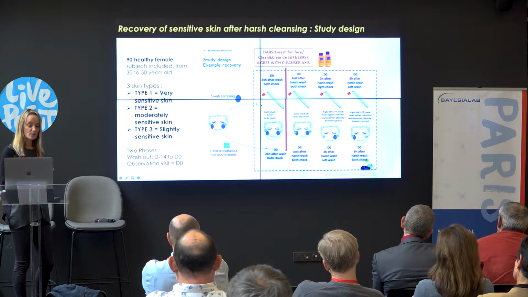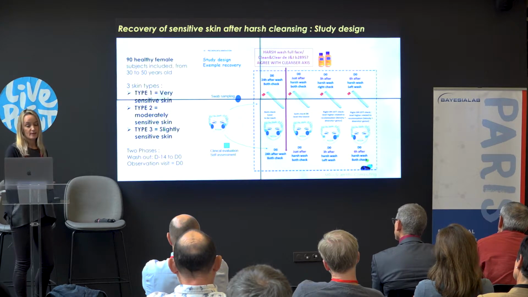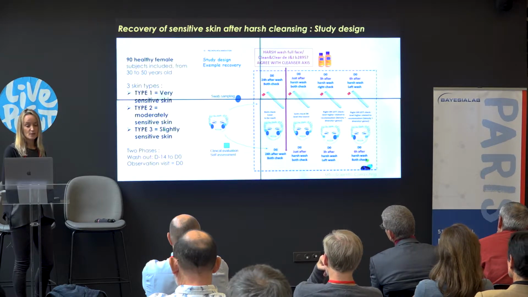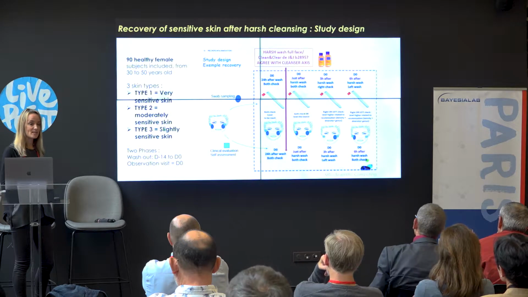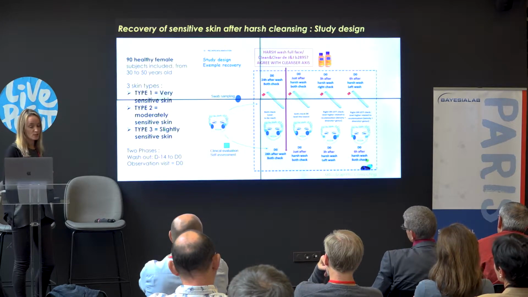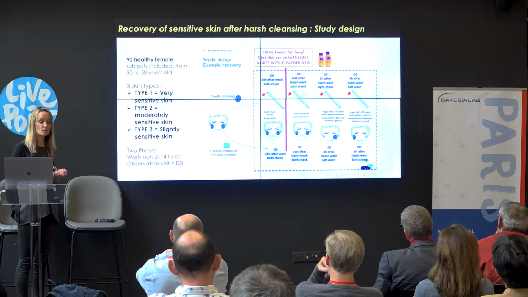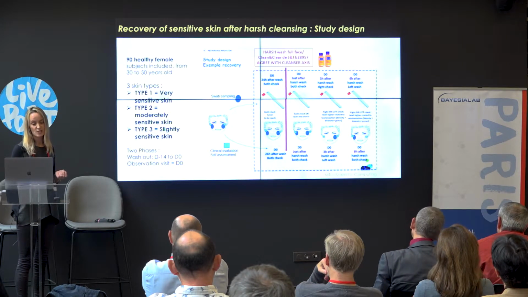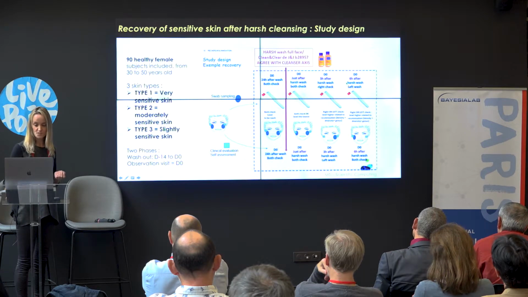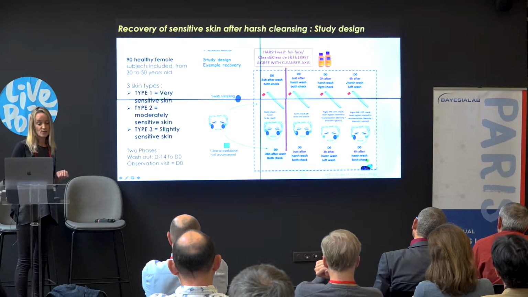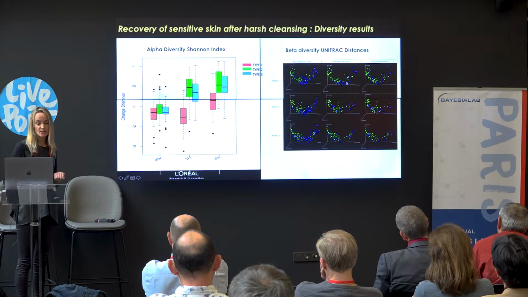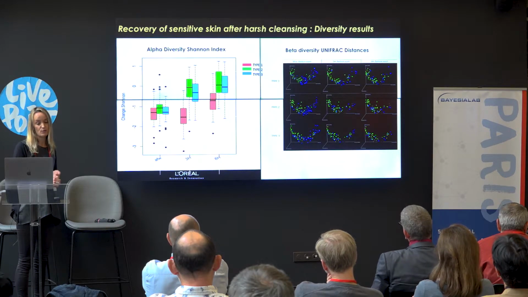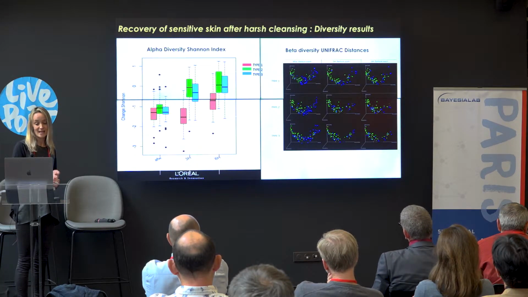And we collected some self-assessment questionnaire, some clinical evaluation made by dermatologists, some instrumental data like the pH and the corneometry, which is a hydration measurement, and microbiome collection. So at each time we have all those information. So we first calculated the alpha diversity. And as you can see on the graph, there is a different recovery between the 3 skin types.